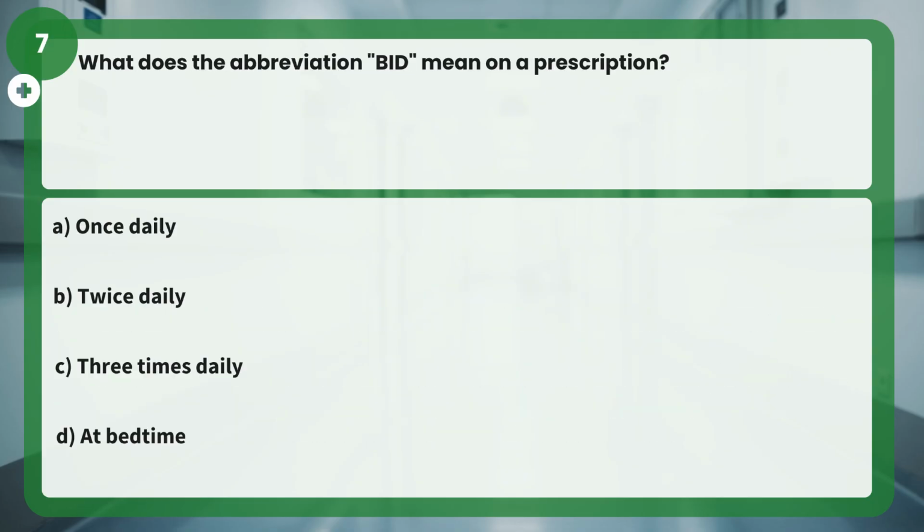Question 7. What does the abbreviation BID mean on a prescription? A. Once daily. B. Twice daily. C. 3 times daily. D. At bedtime.